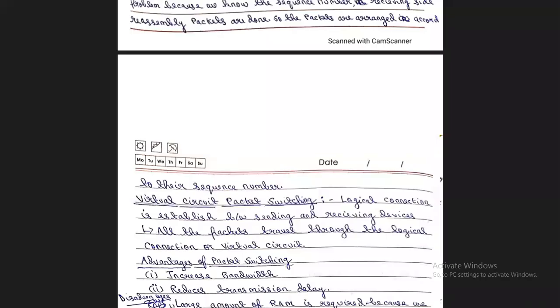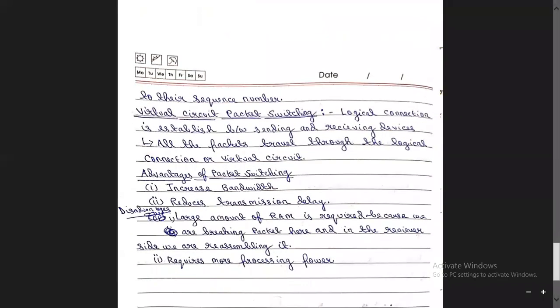Clear? The method or mechanism of packet switching is clear. It is clear to everyone how the packet switching mechanism works. Yes, sir. Okay.